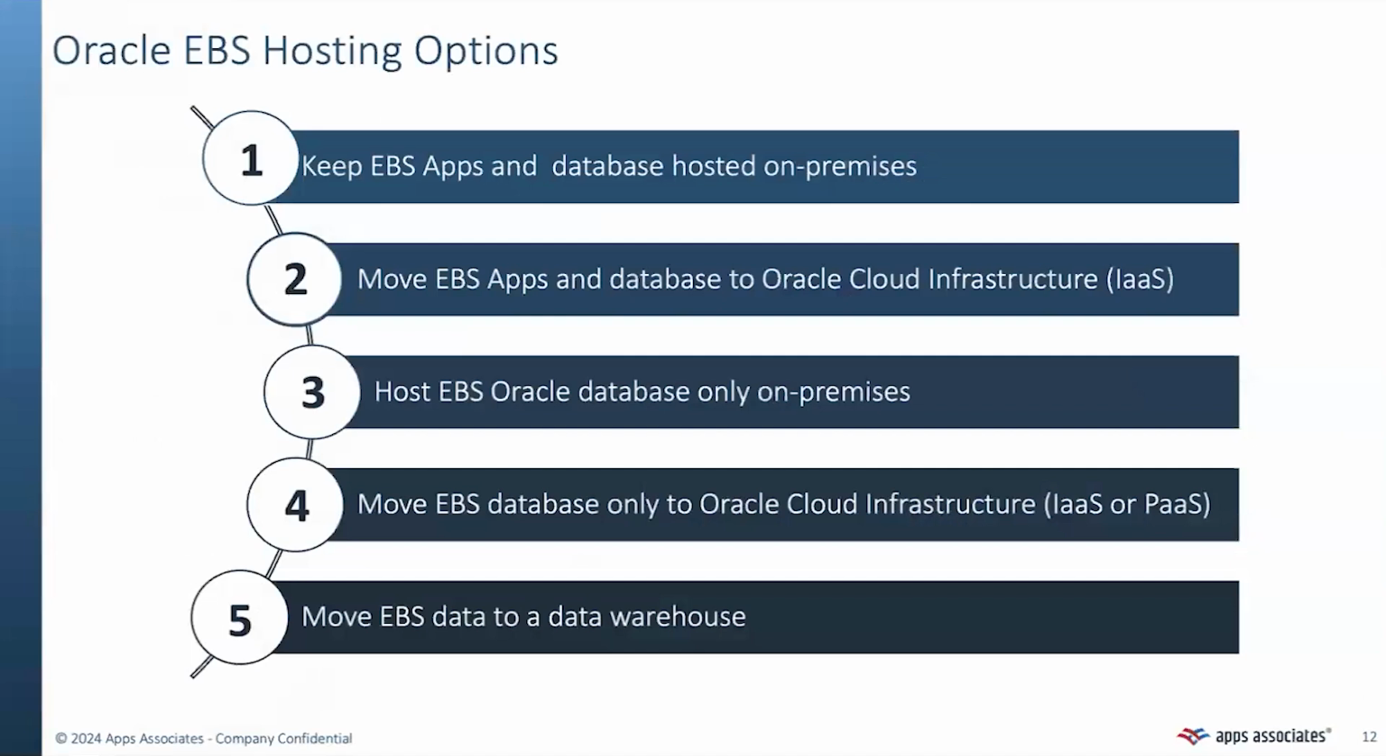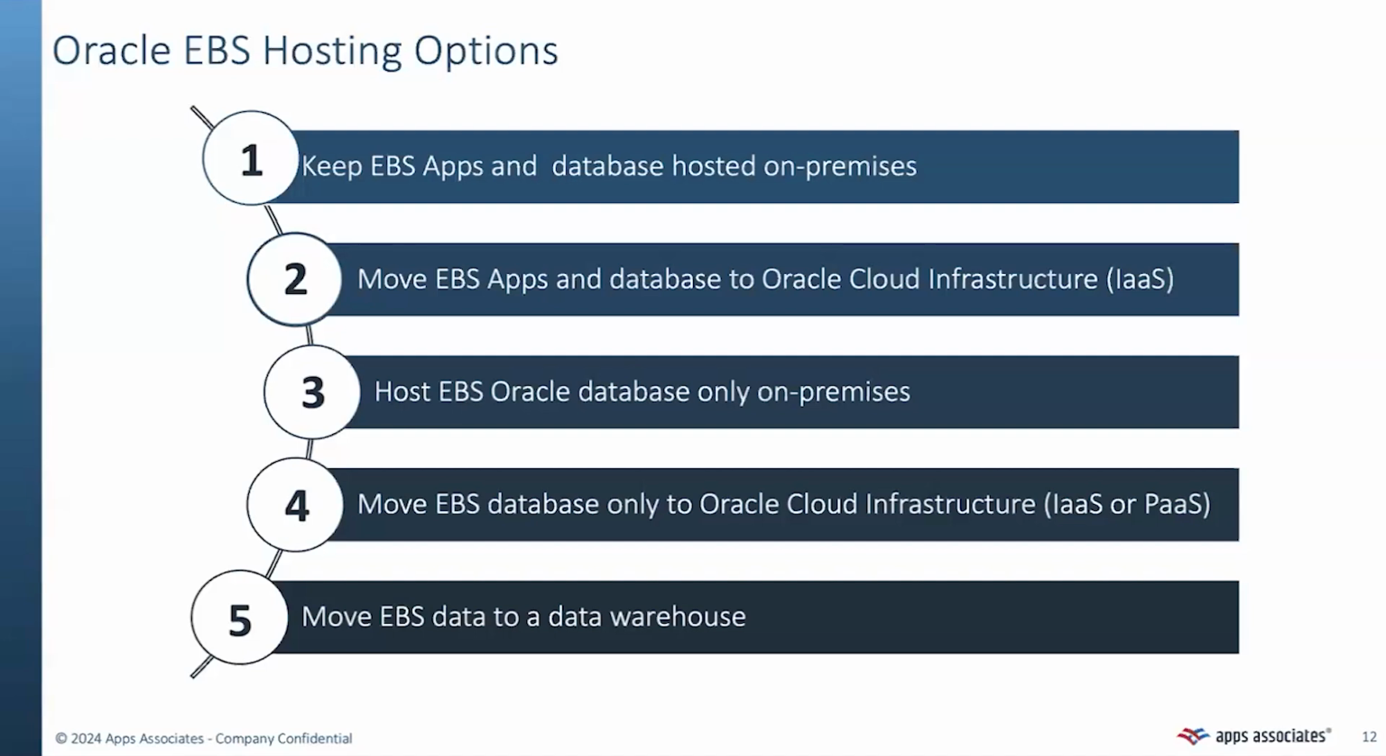Okay, so these are, at a high level, five flavors you can think through. The first one is you can have your EBS apps and database hosted on your on-premise itself. If you have a reporting application already on cloud, you can try to connect to your on-premise data center and report from your on-premise.